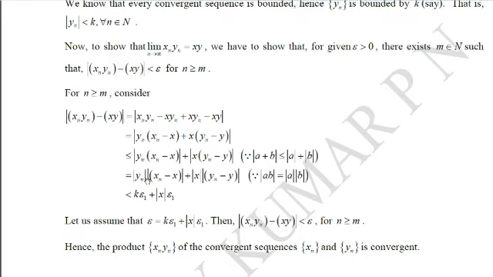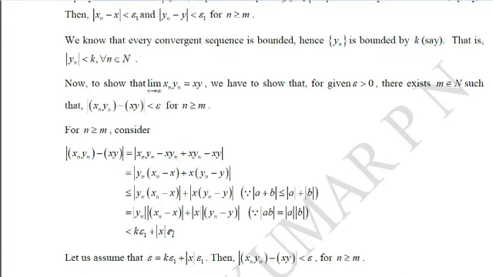Less than k into epsilon 1 plus mod x. It's a unique and finite value. And mod yn minus y is also less than epsilon 1. Now let us call this one as epsilon, because k is fixed, epsilon 1 is constant, mod x is also fixed. So the product of these will be a constant term, and let us call that one epsilon.